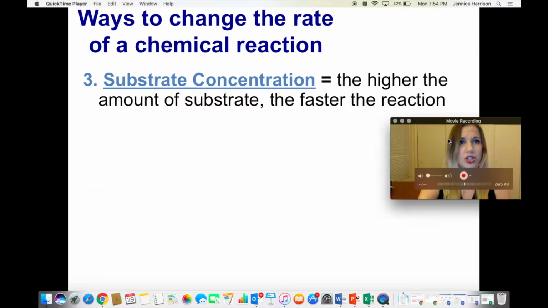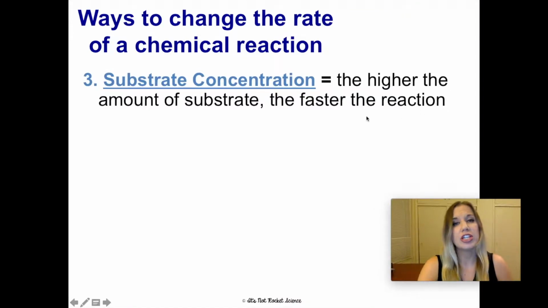The third way to change the rate of a chemical reaction is by changing the concentration of the substrate. So by increasing or decreasing the amount of reactant available. The higher the amount of substrate, the faster the reaction is going to occur. So think of it like this.